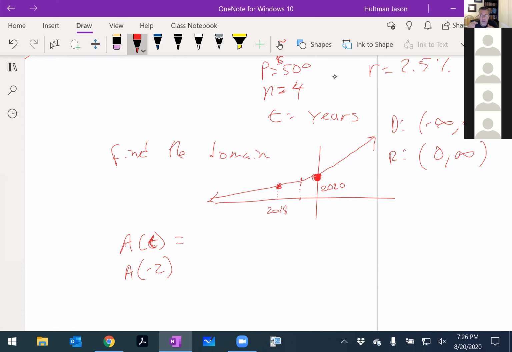The other way that you can make it make sense is this. Let's say that we have -2 years, and we say, oh, this is $500 at 2.5% interest, compounded 4 times a year, and we're going to put -2 in here. Here's the question: does a negative exponent make the number negative?